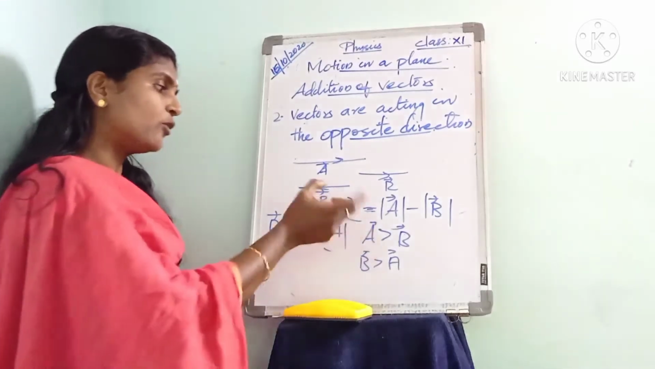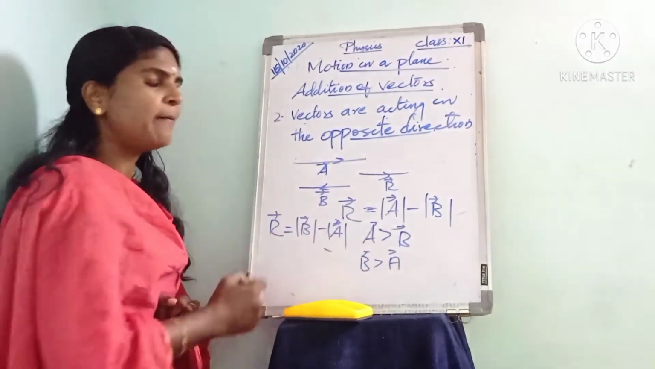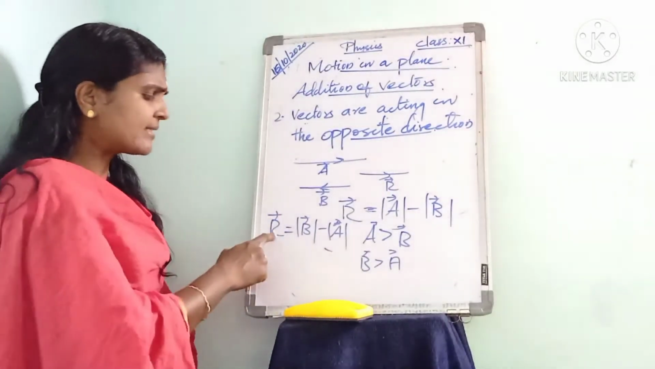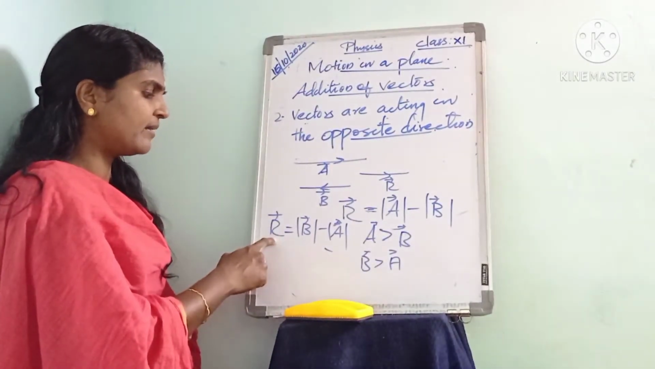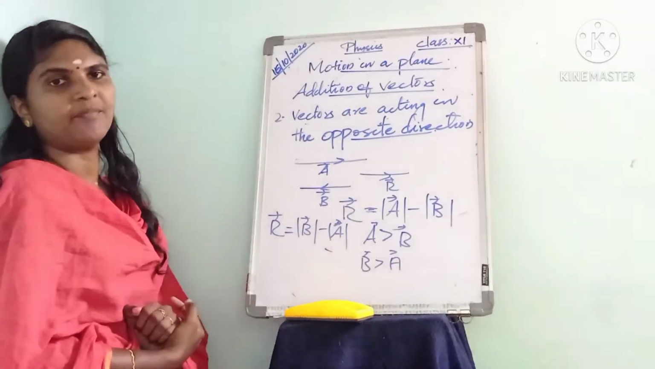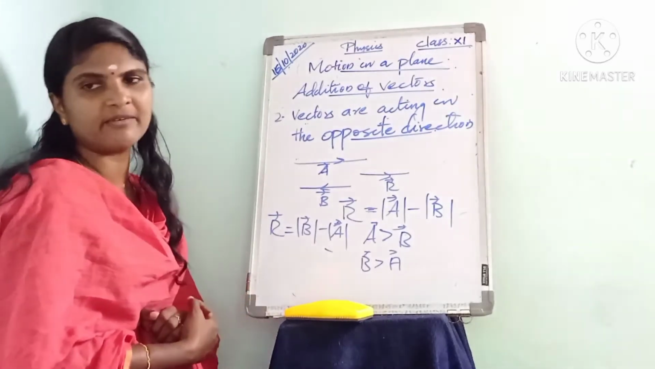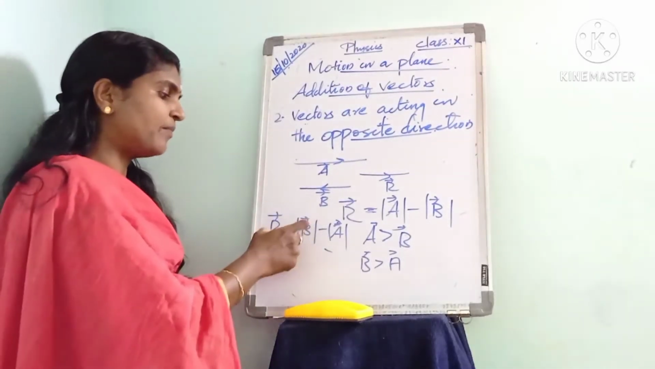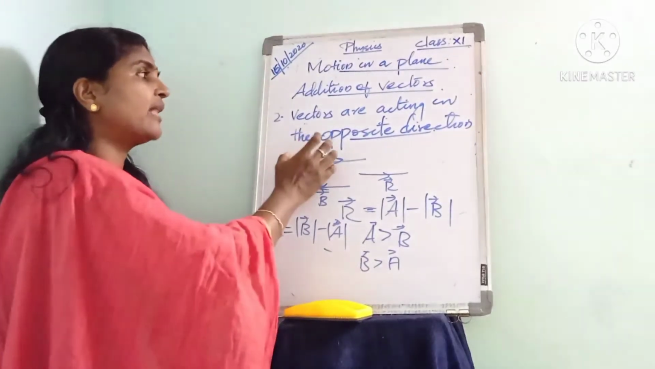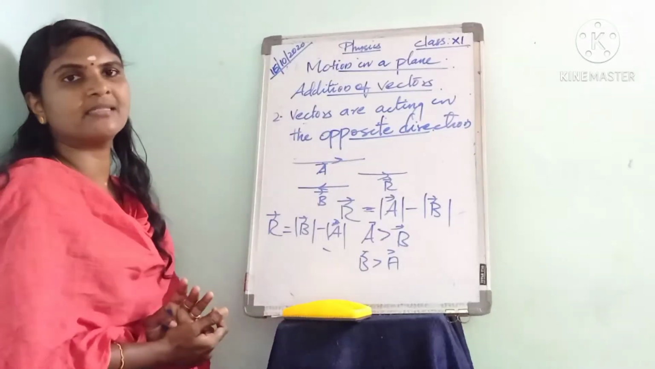And we can also represent the resultant vector. Suppose modulus of B is greater than modulus of A, or vector B is greater than vector A, then the resultant vector is given by R equals modulus of B minus modulus of A. And the direction of the resultant vector is in the direction of the bigger vector. That is about the addition of two vectors when they are acting in opposite directions.